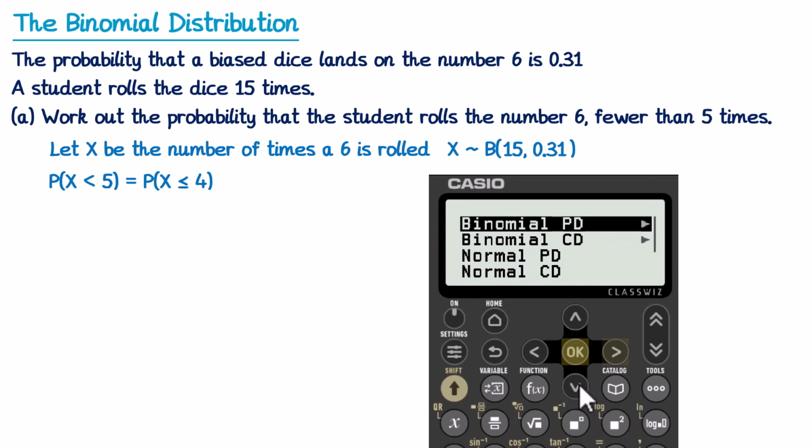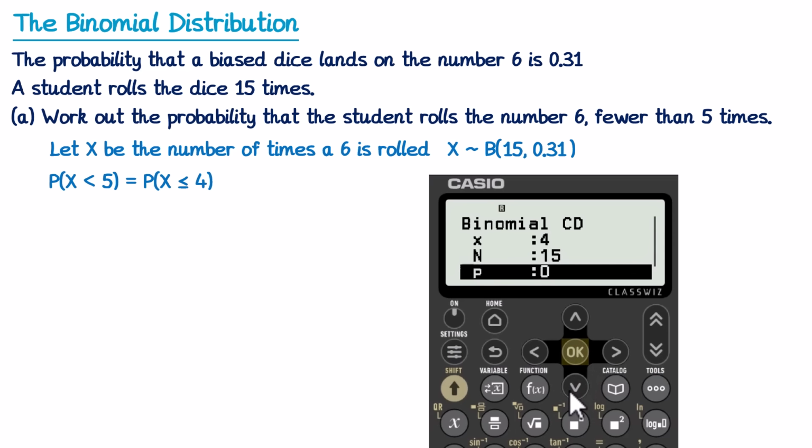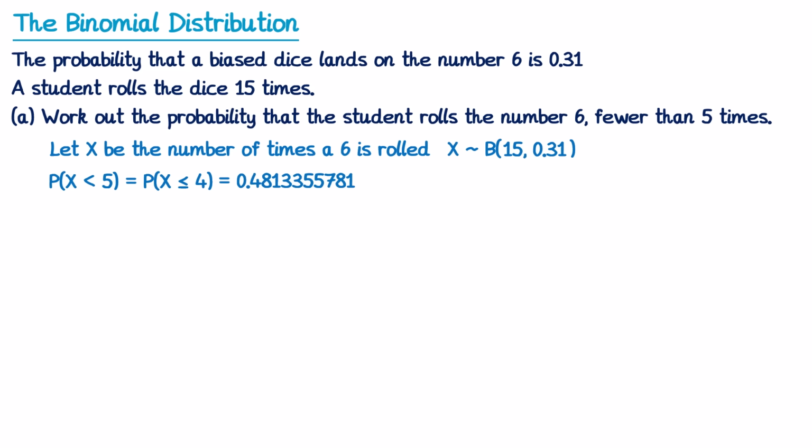We go to distribution, Binomial CD, variable x for this one is going to be 4, and then n is 15 for the 15 times we're rolling the dice, and p, our success probability, is 0.31. So if we execute this, we get this answer here, 0.48133555781.